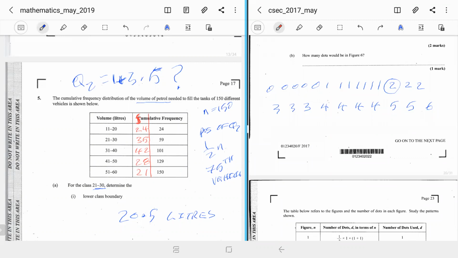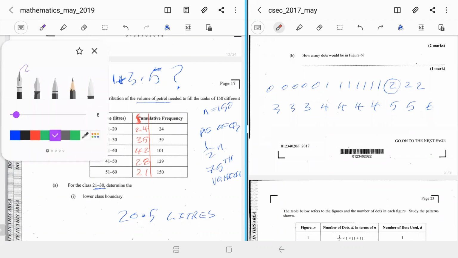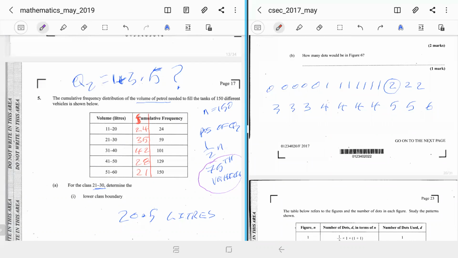Come again now. So looking for the 75th vehicle. Looking for the 75th vehicle then. Where in this table would the 75th vehicle be?